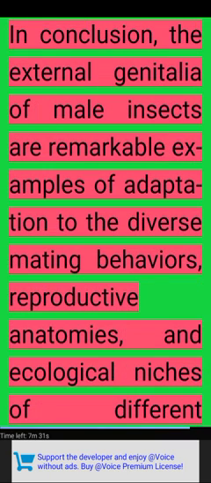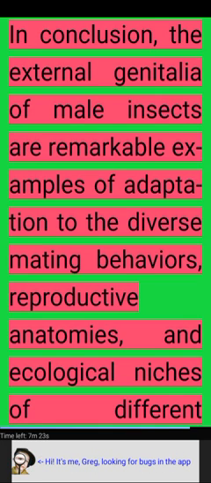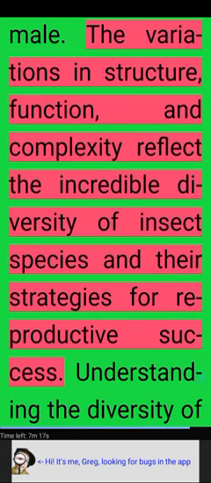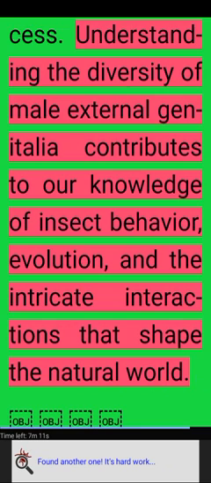In conclusion, the external genitalia of male insects are remarkable examples of adaptation to the diverse mating behaviors, reproductive anatomies, and ecological niches of different species. These structures have evolved to maximize the male's reproductive success and ensure successful sperm transfer to the female. The variations in structure, function, and complexity reflect the incredible diversity of insect species and their strategies for reproductive success. Understanding the diversity of male external genitalia contributes to our knowledge of insect behavior, evolution, and the intricate interactions that shape the natural world.